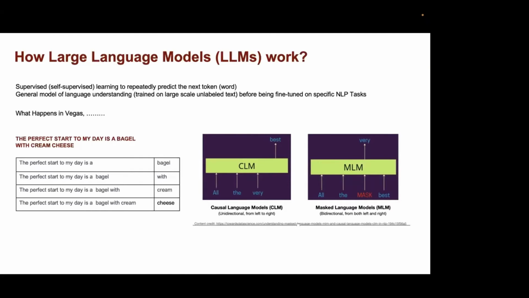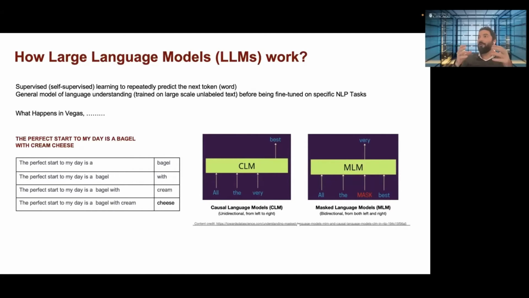Stays in Vegas. How do we know this? Because we have seen this gazillions of times. It's in our brain. Now I can predict what's gonna come next. That's the same thing these language models are doing. They read a lot and they predict what's gonna come next.